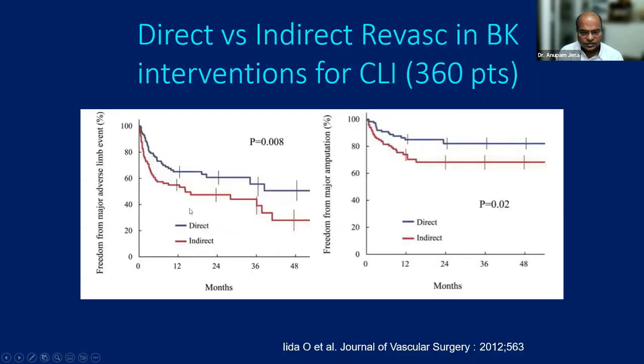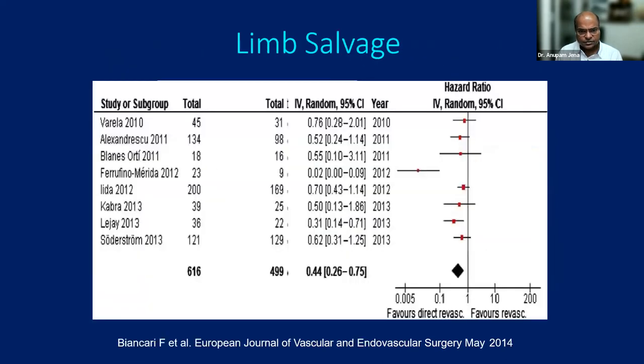Then we should look for a direct revascularization rather than an indirect revascularization. Numerous publications and meta-analyses have shown that freedom from major amputations and freedom from major limb events is better with direct revascularization as compared to an indirect revascularization. I'll just skip this.